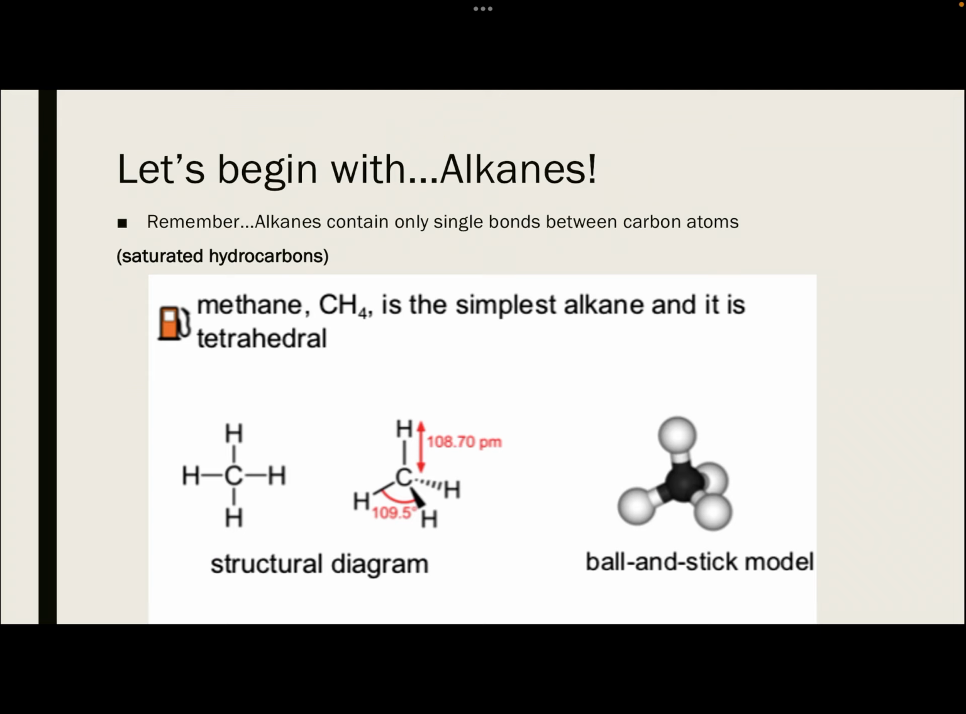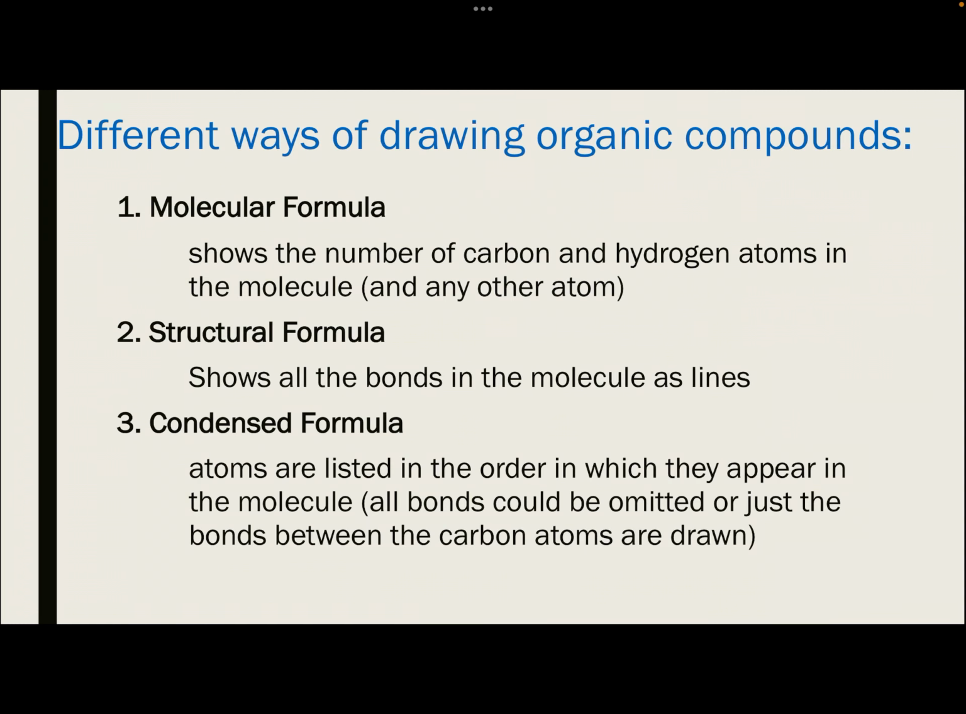Alkanes contain only a single bond between carbon atoms, and these are known as saturated hydrocarbons. You can see here we have methane as an example, and that's the simplest form, and it is also known as tetrahedral because of its structural shape. So this is one example in the simplest form of an alkane.